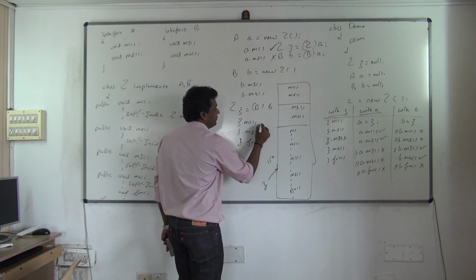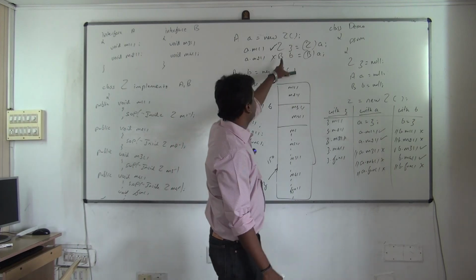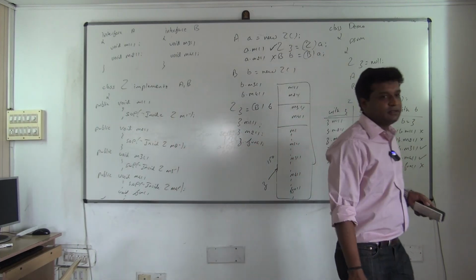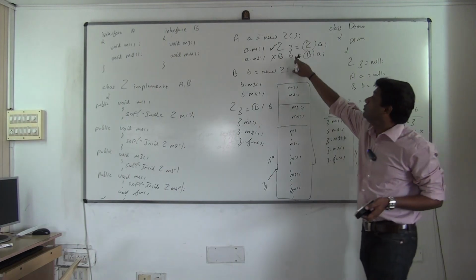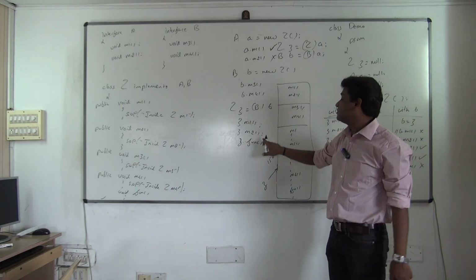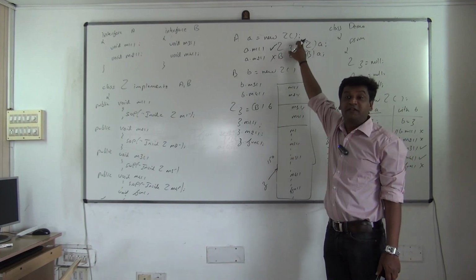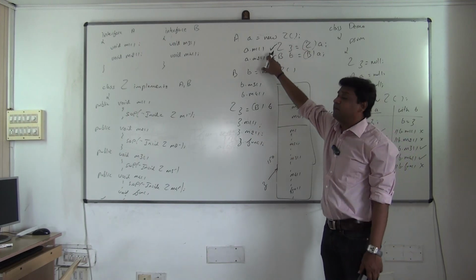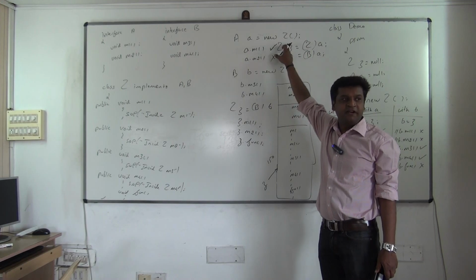Try this. Valid now? Here also, after typecasting to Z, I can call what? M1, M2, sorry, M2, M3, fun. Here I'll access M2, M3, fun. Here I'll access with Z what? Because here I am typecasting A to Z. With A I can access M1 and M2. So with Z I will access what?